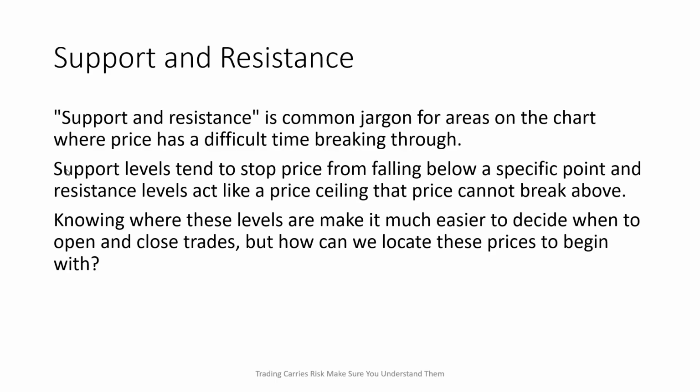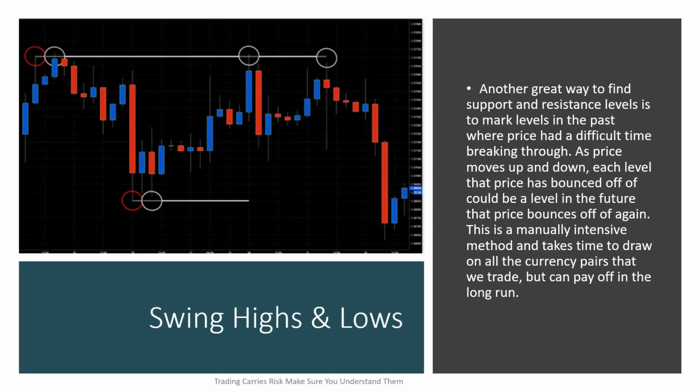But how do you locate these levels? Because there are many different ways to get support and resistance and to establish these levels. So we can use swing highs and swing lows. We can use something called a pivot point chart. We can use Fibonacci retracement levels. We can use what I call eyeballing or historic levels.